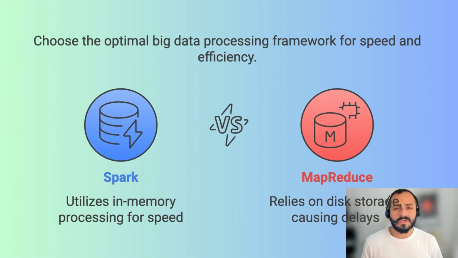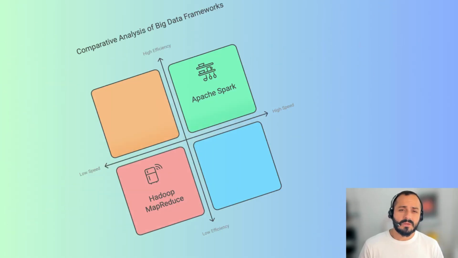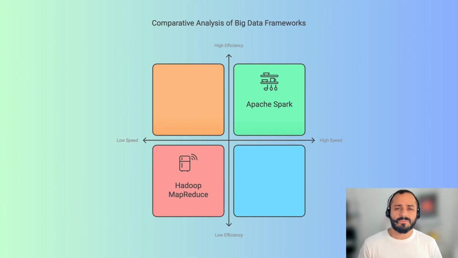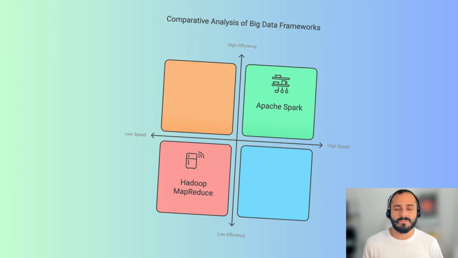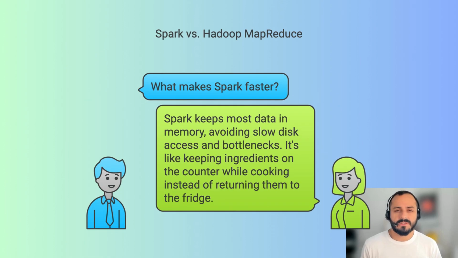So to fully understand Spark's power, let's compare it to an older big data framework, Hadoop's MapReduce. Before Spark, big data processing was dominated by a framework called Hadoop MapReduce. The problem? MapReduce stores intermediate results on disk, making it very slow, especially for tasks that require multiple steps. So what makes Spark faster? Well, Spark keeps most of its data in memory, avoiding unnecessary disk access, while MapReduce reads and writes data to disk repeatedly, creating a bottleneck.